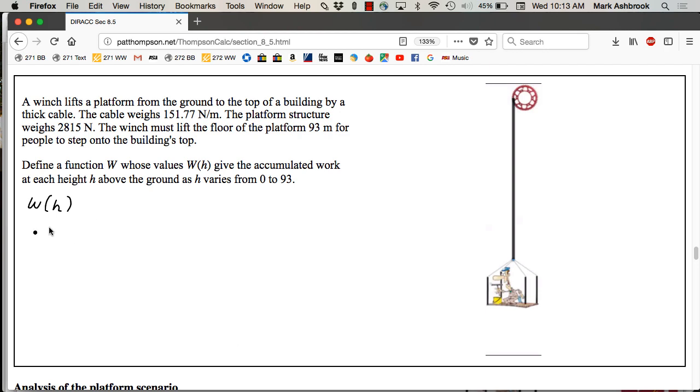So we need the force function times the change in height. So we need the force function. So is the force on the winch constant? No. So yes, let's talk about the force on the winch. That's a really important quantity we didn't mention before. So force on the winch.